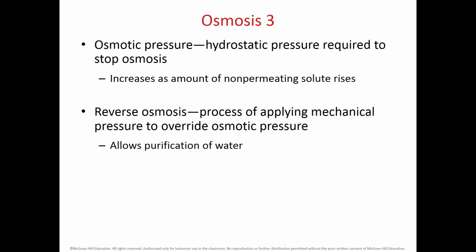So osmotic pressure is the hydrostatic pressure required to stop osmosis, and it increases as the amount of non-permeating solute rises. And reverse osmosis is a mechanical procedure that helps to override osmotic pressure, and this will help to keep solutes in certain areas where you don't want them. Like in the case when you're purifying water, you can use reverse osmosis to take away any contaminants from the water.